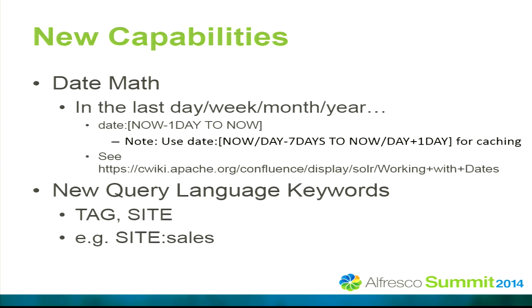A couple of new capabilities which I think are worth calling out. The first one is date maths. Basically, it means that if you're querying based on date, then you can use relative offsets rather than having to hard code specific dates. So if I wanted everything in the last 7 days, in the old world, I'd have to know what today is.